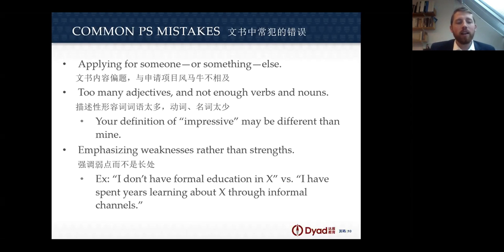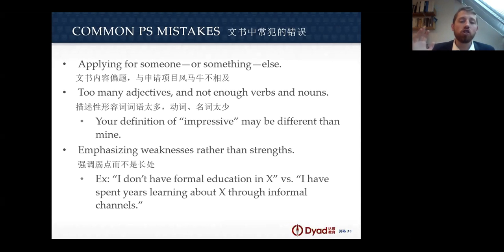The next mistake that a lot of people make is they use too many adjectives and not enough verbs and nouns. This is where I tell my Harvard students often, your definition of impressive may be very different than mine. So if you say I am impressive, or I am a great leader, or I am a great academic, or I am never late, I'm always organized, my definition of what impressive is or of what a great leader is may be totally different from yours. So you don't even know what point you're conveying there.